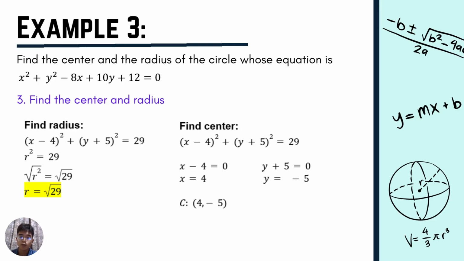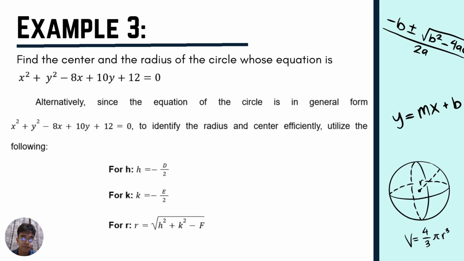Now we find the x coordinate, which is our h, and the y coordinate, which is our k. To find the value of x that makes the x part of the equation 0, we set the expression inside the parentheses to 0. That would be x minus 4 equals 0, and x is equal to 4. We will do the same for y. We have y plus 5 equals 0, and that would be y is equal to negative 5. So our center is located at x coordinate 4 and y coordinate negative 5.